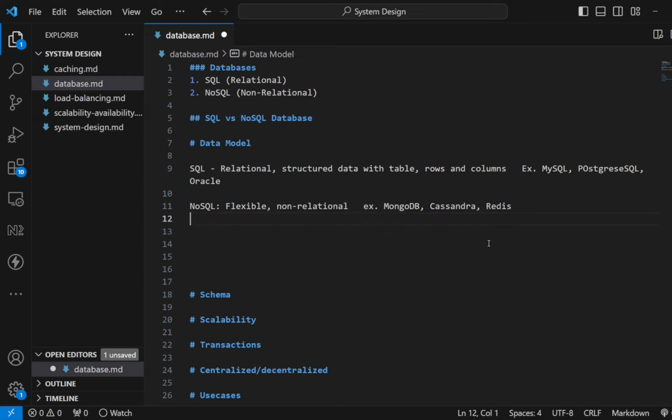So what is SQL? In this, data is stored in the form of tables, rows and columns, and in NoSQL, data is flexible and non-relational. In NoSQL, we can store data in various forms like key values, documents, column family or graphs. So now let's discuss schema. Let's differentiate SQL and NoSQL on the basis of schema.